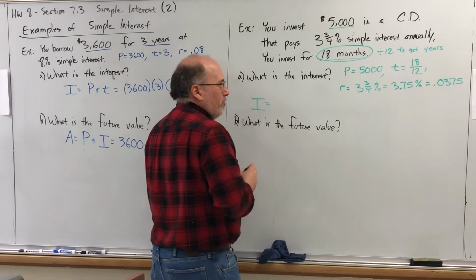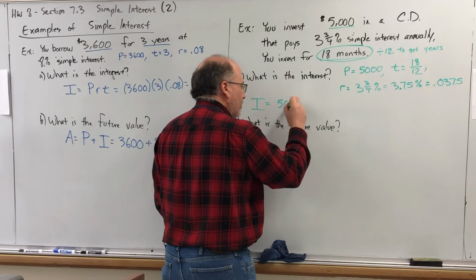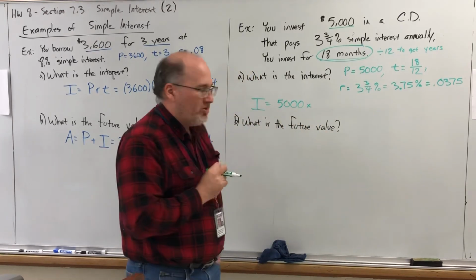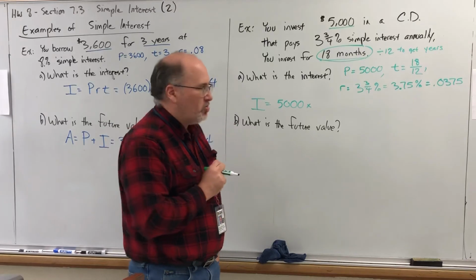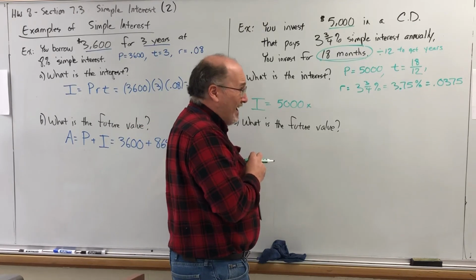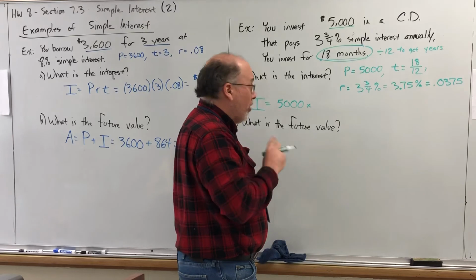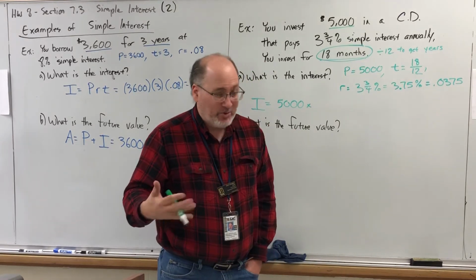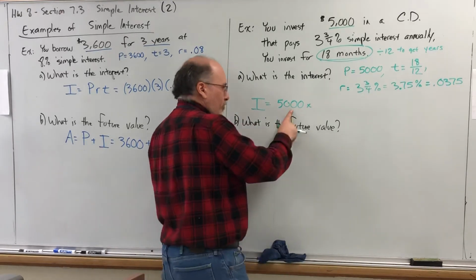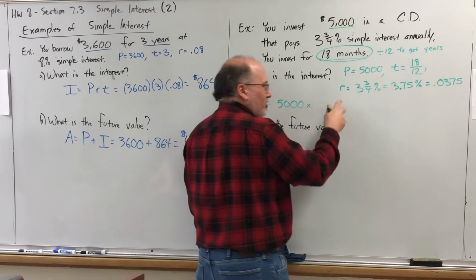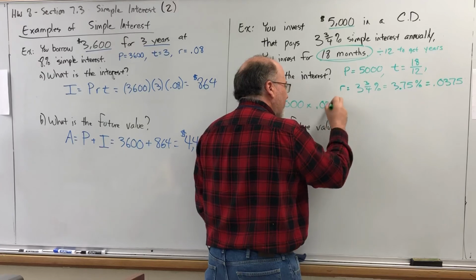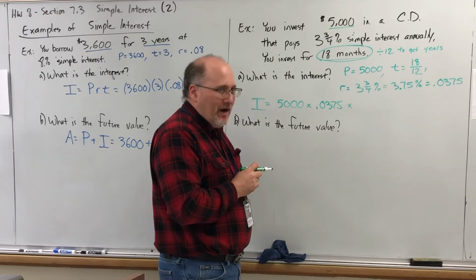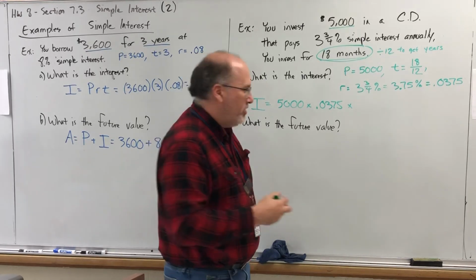Our interest is going to be the principal, which is 5,000, times, and I'm going to write X for times so that I can mention something about calculator keystrokes. PRT is the order we're going to do it in, although it's a multiplication problem, so it really doesn't matter. The principal was 5,000 times the interest rate is 0.0375 times the time, but the time is a fraction because we had to convert from months to years.